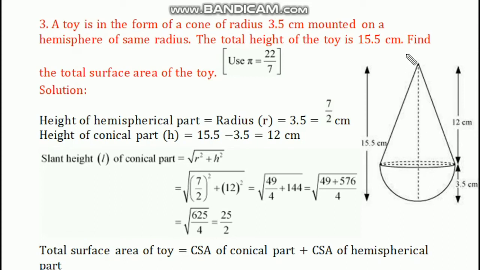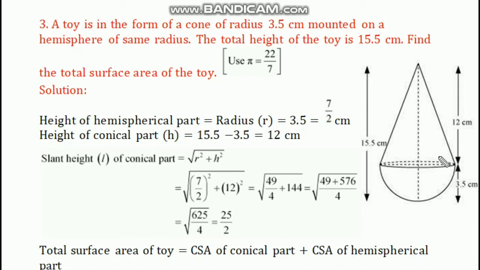Then we need to find out the total surface area of the toy, not curved surface area, total surface area. To find total surface area, first we need to find the curved surface area of the cone because the cone is mounted on the hemisphere. You should not consider this joining part, because total surface area means the curved surface area of the cone plus the curved surface area of the hemisphere.